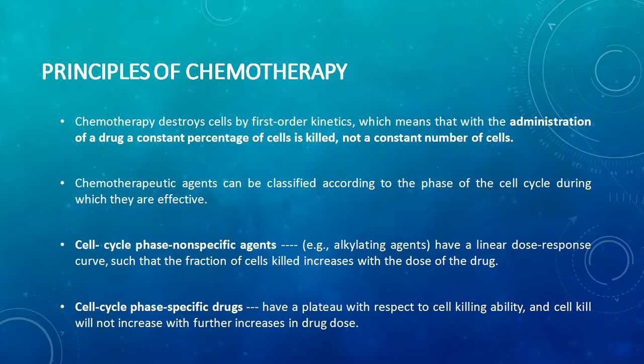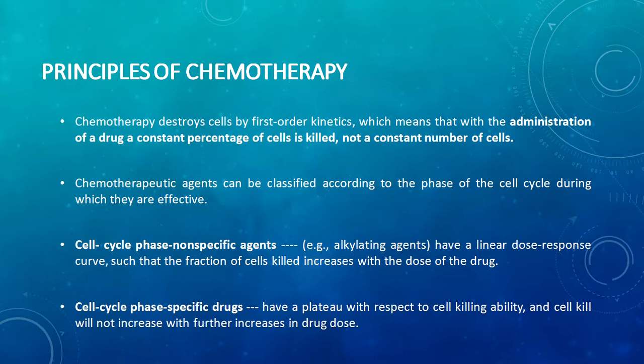Chemotherapy destroys cells by first order kinetics, which means that with the administration of a drug, a constant percentage of cells is killed, not a constant number of cells. Chemotherapeutic agents can be classified according to the phase of the cells during which they are effective. There would be phase non-specific agents or phase specific agents.